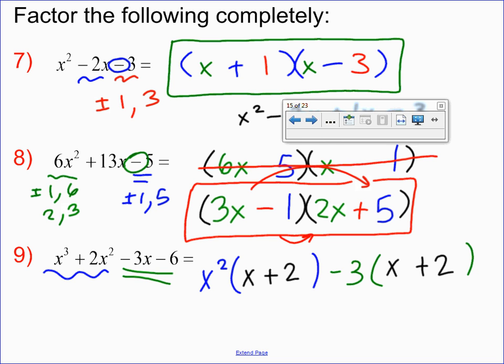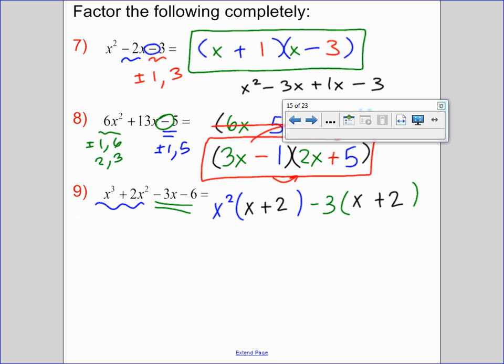For my final step, I'm going to factor out that common group, the quantity x plus 2, as the GCF in each of those big old terms, the blue term and the green term. And after doing so, what remains? Well, after pulling out an x plus 2 from that first blue group, all that remains is the x squared. After factoring out an x plus 2 from that second green group, the only thing that remains is negative 3.